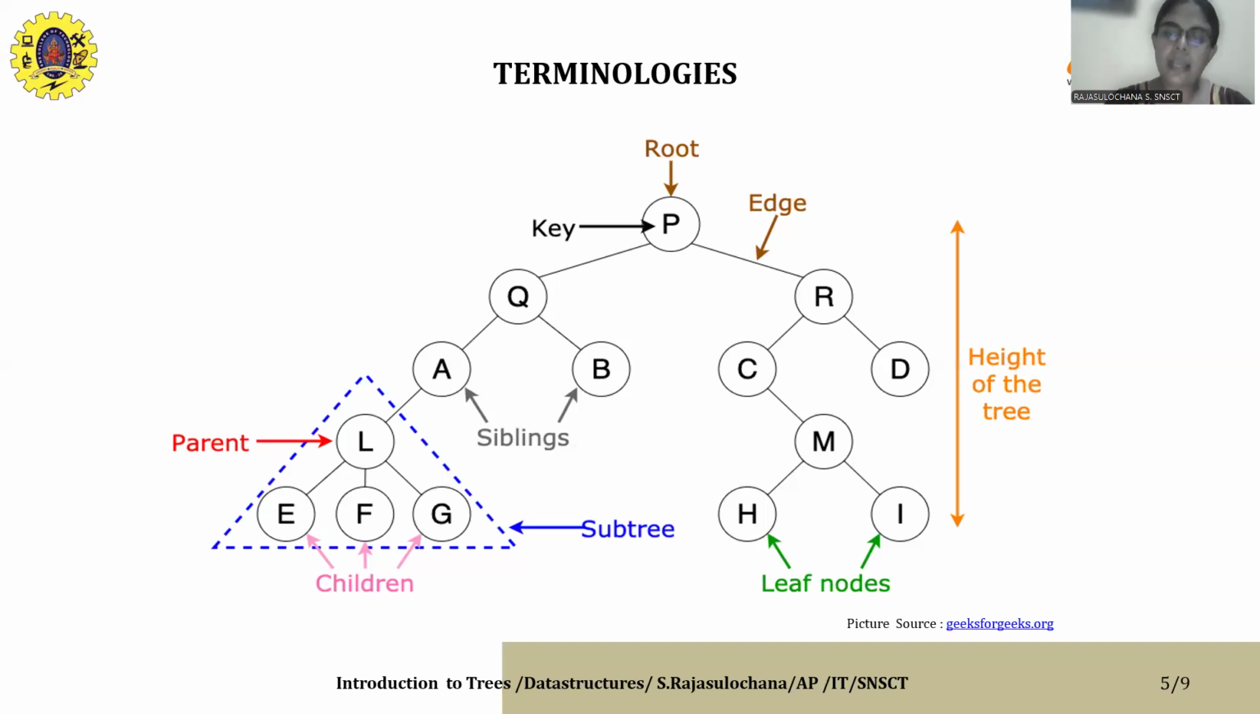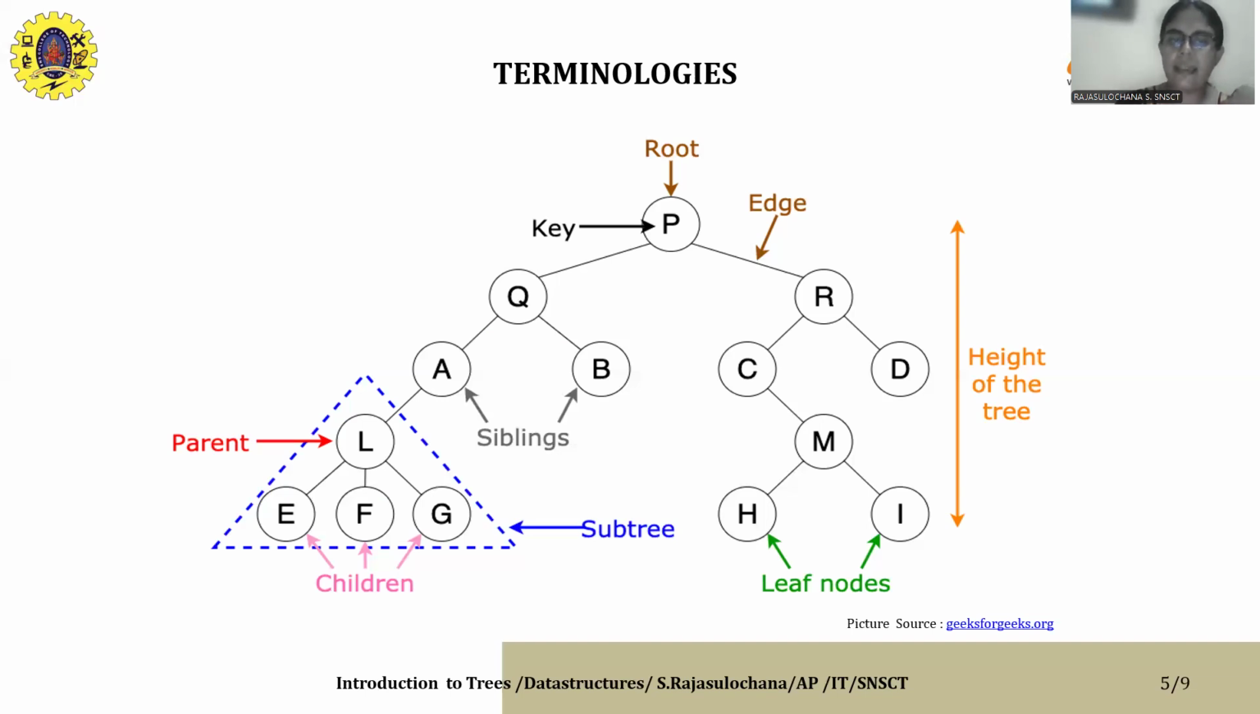Two nodes having the same parent are called sibling nodes. For example, if you take the subtree containing nodes Q, A and B, A and B are two nodes which have the same parent Q, so A and B are sibling nodes. And any part of the tree, if you take Q, A, B, is a subtree of the entire tree. So a tree is a collection of more than one subtree. We can define it in that way also. A node without any children is called a leaf node.